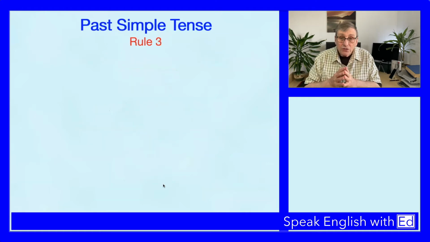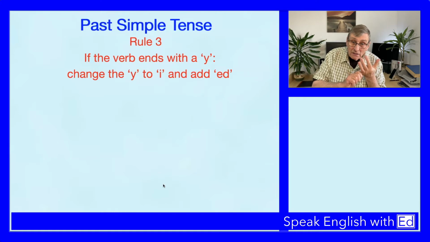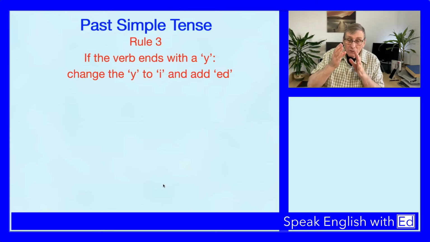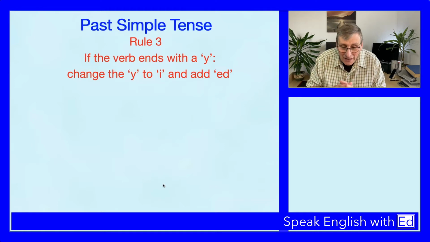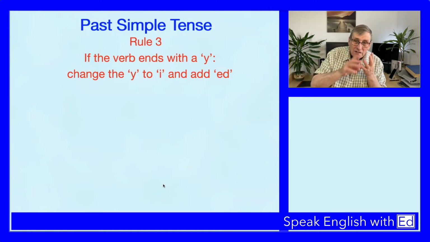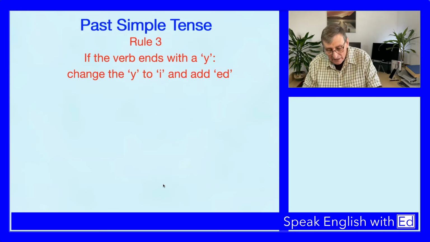So that was rule 2, and we've got another 2 to go. So this is rule 3. Now rule 3 says that if a verb, any regular verb, ends in Y, then you rub the Y out, put an I in and add ed. I know that was a bit quick. No, you change the Y, you take the Y away, and you add I and then ed. So you change the Y to an I and add ed.